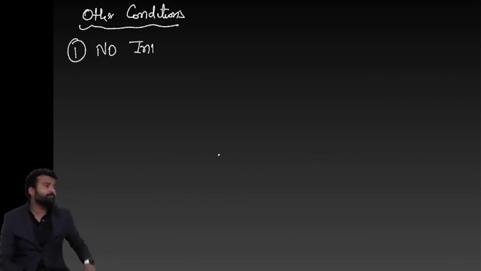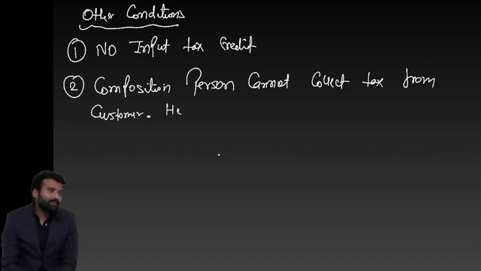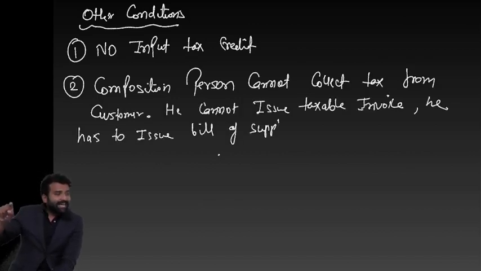A composition person is not allowed to claim any ITC. The rate of tax on a composition person was low because there was no ITC. That's why they are asking us to pay only 1% or maybe only 5% or 6%, because they are not giving us any credit. So first, no ITC.